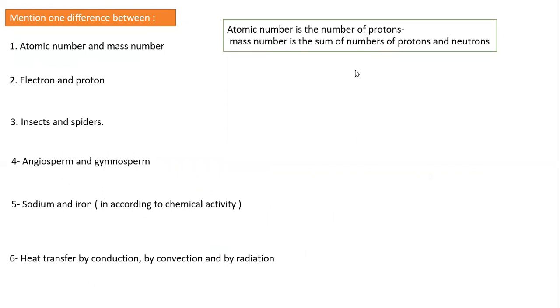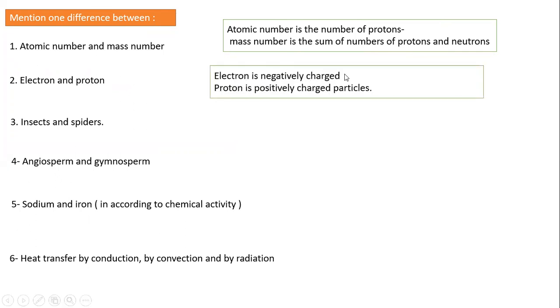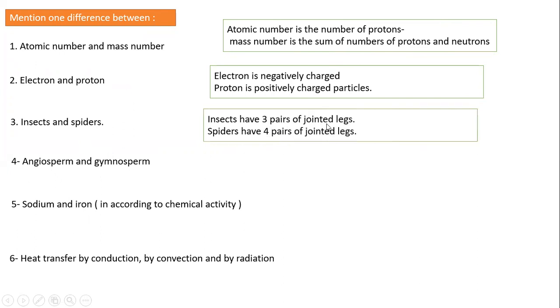Mention one difference between atomic number and mass number. Atomic number, yes, is the number of protons and equal to the number of electrons, while mass number is the number of protons and neutrons. Electron and proton. Electron is a negatively charged particle, while proton is positive. Someone says, Mr., electron is negligible in mass, while proton has mass. Yes, that is right. Insects and spider. Insects have 3 pairs of jointed legs, while spider has 4 pairs, 6 legs or 8 legs.